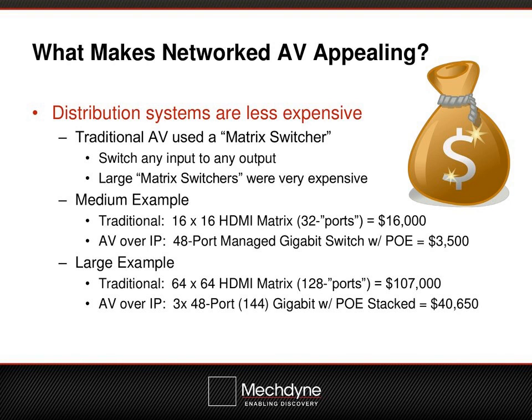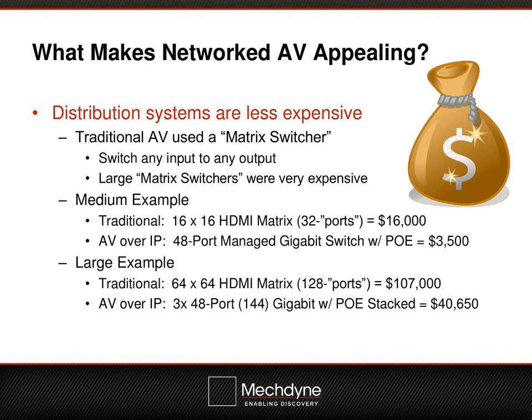So let's look at a couple of examples. In a traditional sense, you might have a 16 by 16 HDMI matrix. If you think of that in ports, that would be like a 32 port device. A device like that might have a list price somewhere in the $16,000 range, where at the same time, you could buy a 48 port managed gigabit switch, complete, full up with power over Ethernet and a lot of the other features that we might like. And that's only $3,500. So you can see the significant savings there just in the core infrastructure that you might need to do a large distribution system.